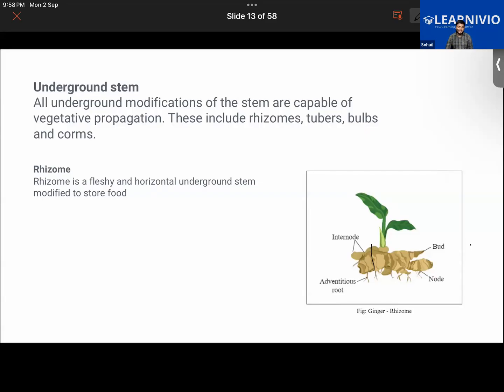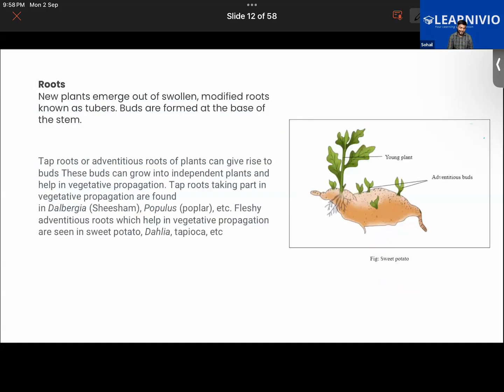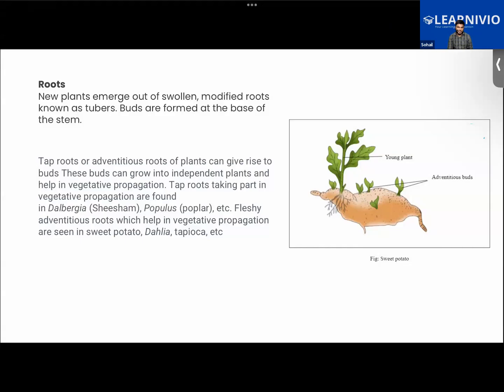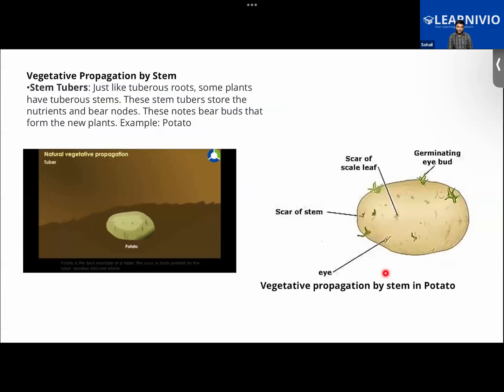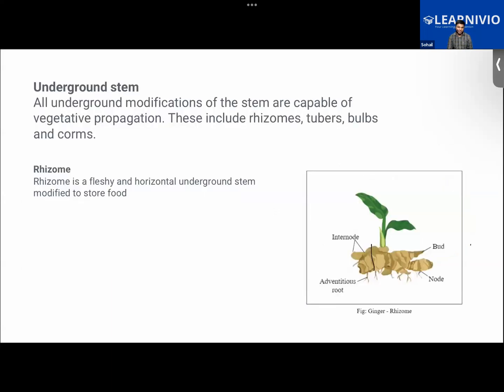But some of the stems are modified to carry out another function. They will be modified to store the food. Like this example, this is a modified stem, and it is storing the food. Getting it, guys? Moments ago we had learned the example of modified root. Sweet potato is an example of modified root, isn't it? So this ginger is an example of a modified stem. You have one more example like this potato, that is also a modified stem actually. This potato and this ginger, both of them are modified stems. Okay now?